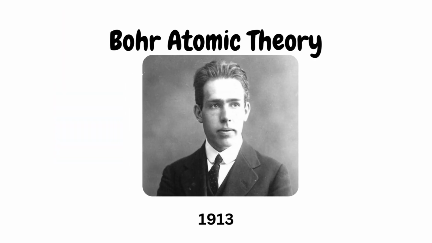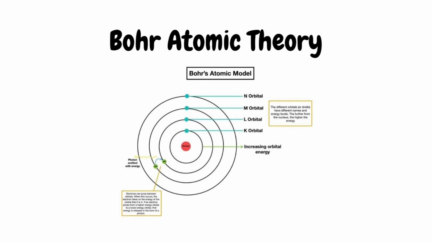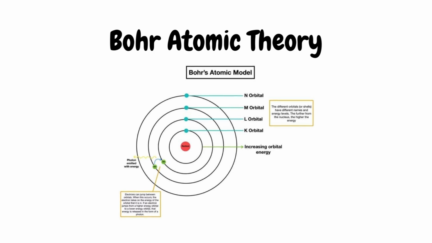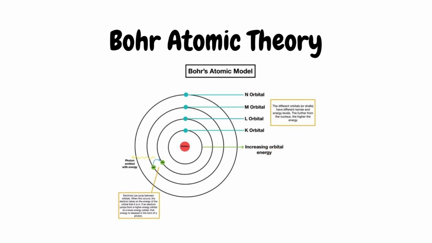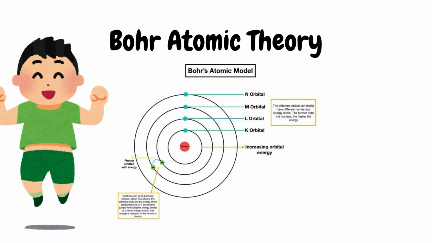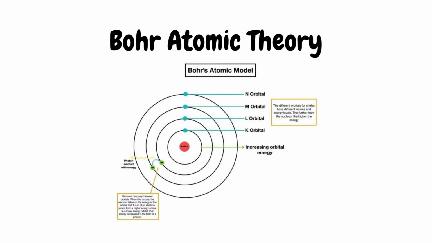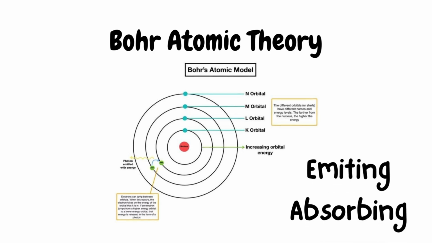Section 3, Bohr's atomic theory. In 1913, Niels Bohr proposed a new atomic theory that built on Rutherford's experiment. Bohr's theory introduced the concept of energy levels, which are specific orbits that electrons can occupy around the nucleus. According to Bohr's theory, electrons can jump from one energy level to another by emitting or absorbing energy.